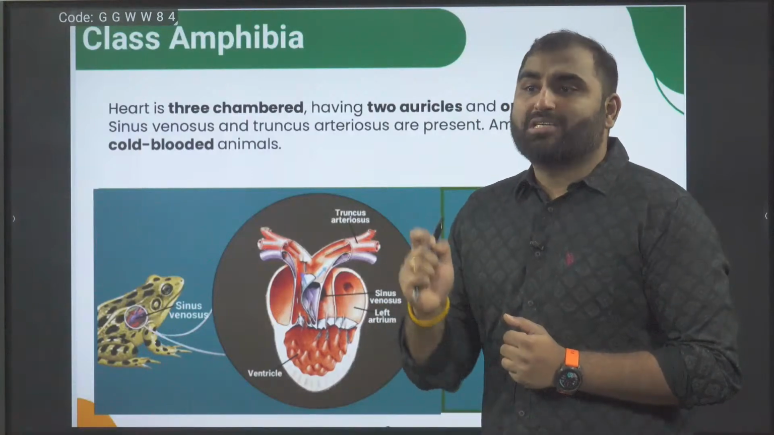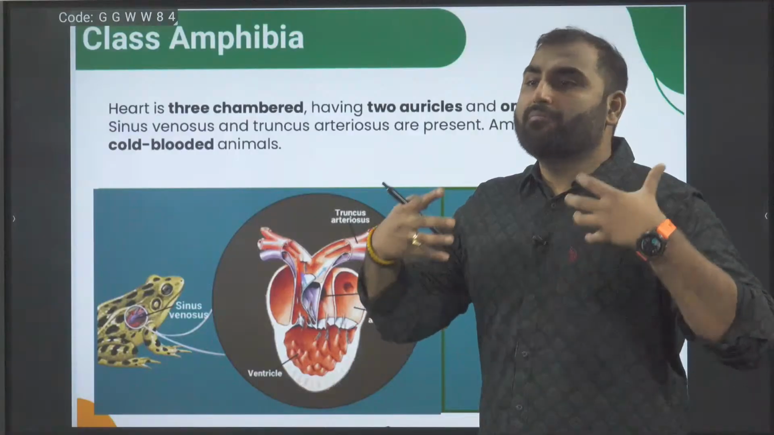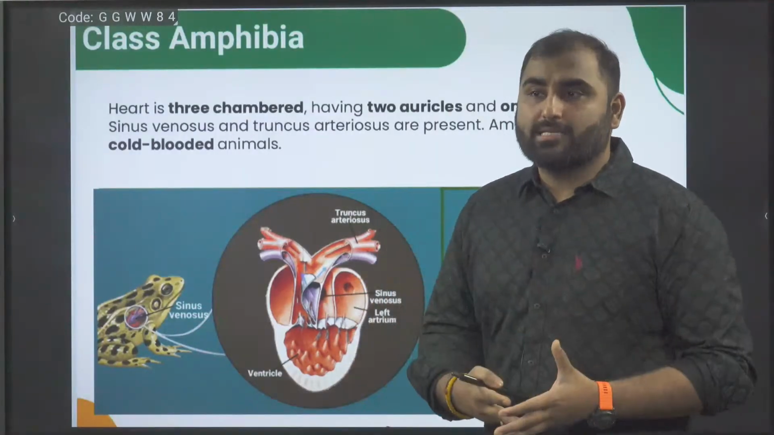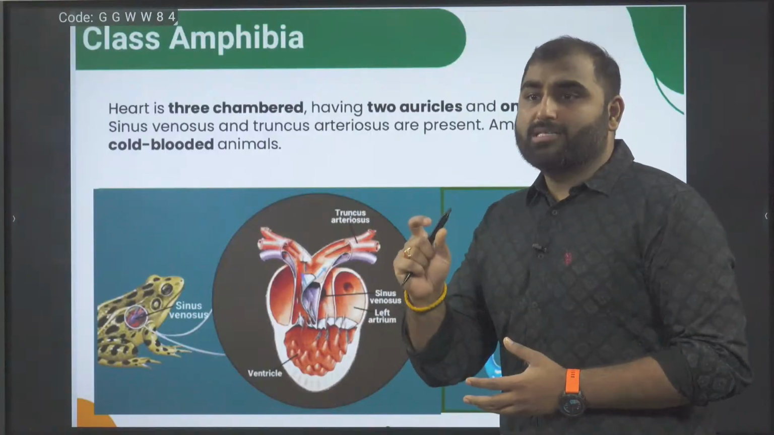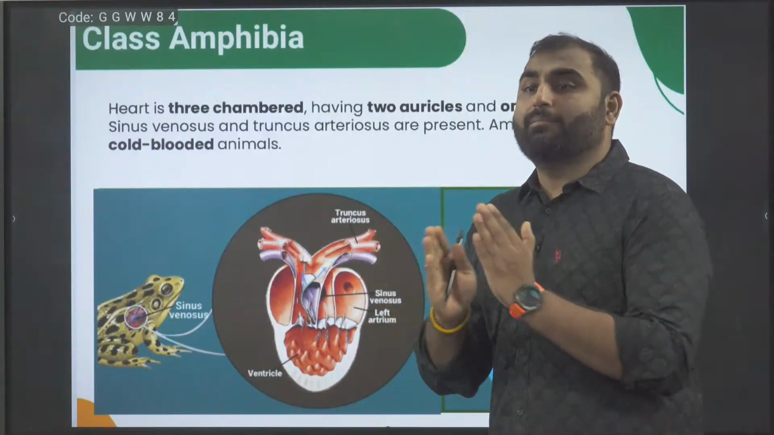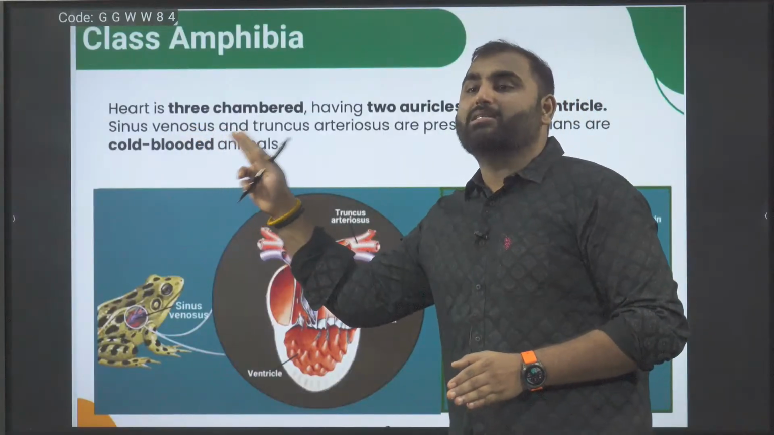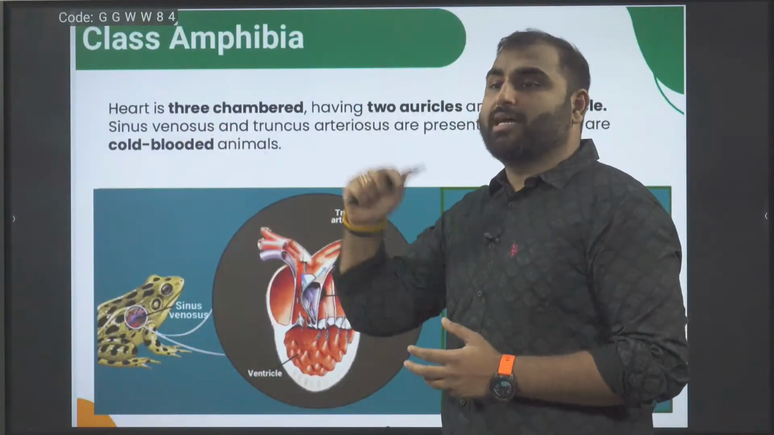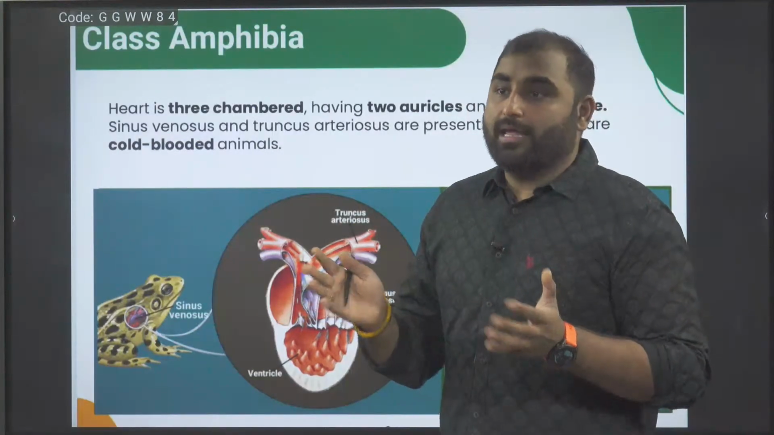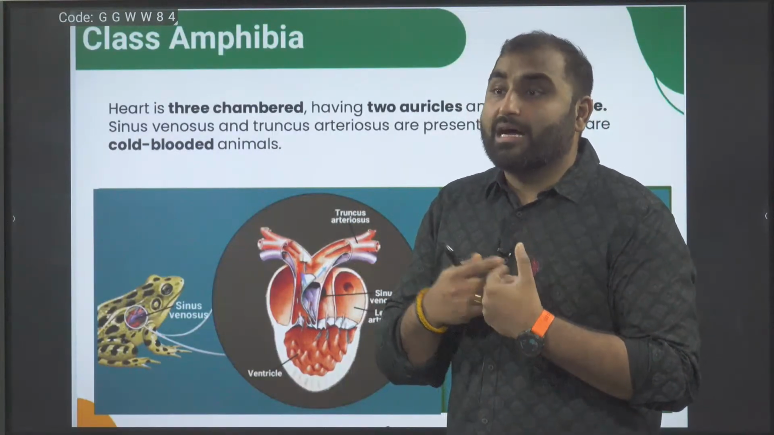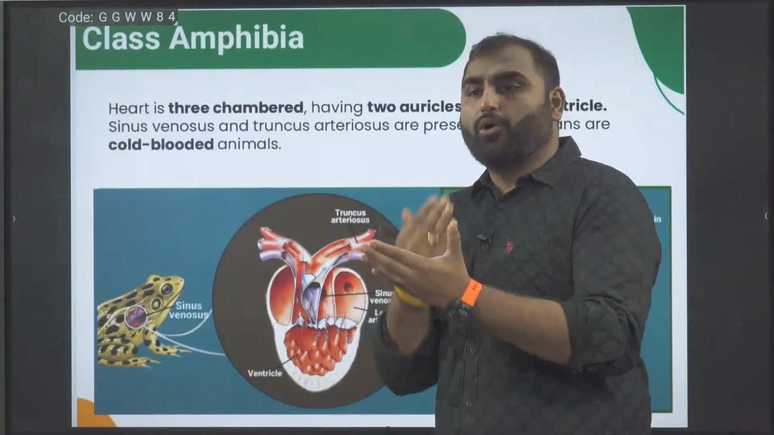Frogs' deoxygenated blood from the body is collected by the veins, and all these veins open in a structure called the sinus venosus on the dorsal side of the heart. So the sinus venosus is like your vena cavas, like the inferior and superior vena cava, which bring the deoxygenated blood.